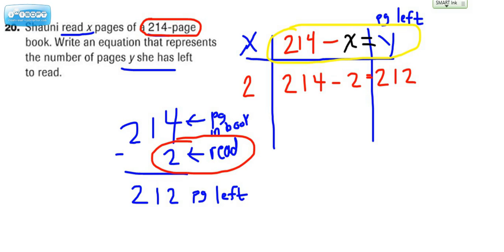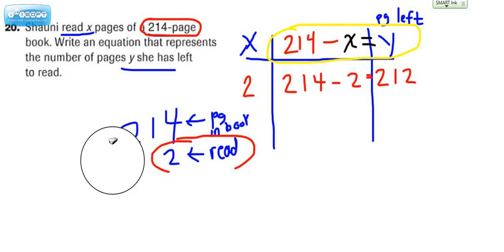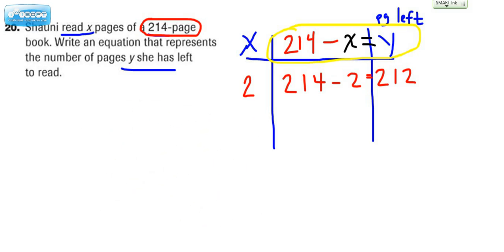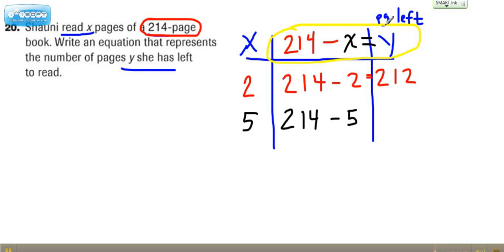Now, before you get too excited about it, it's a good idea to just throw in some hypothetical values in your table to make sure that it makes sense. So let's say we read, how about 5 pages? Just make sure it works. If we have 214 pages and we've read 5 pages, how many would we have left? So does this work? And it appears to work if we use this idea of subtracting the X from the 214. So your equation is right here. 214 minus X equals Y.